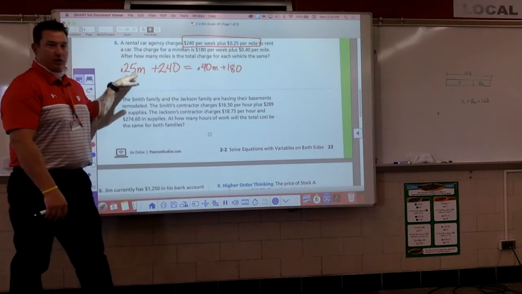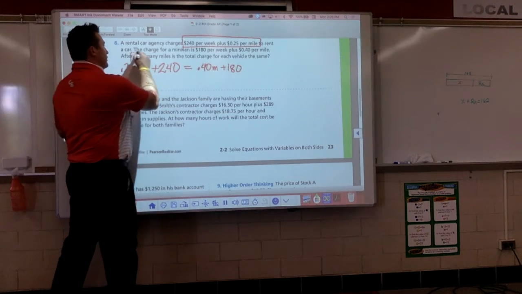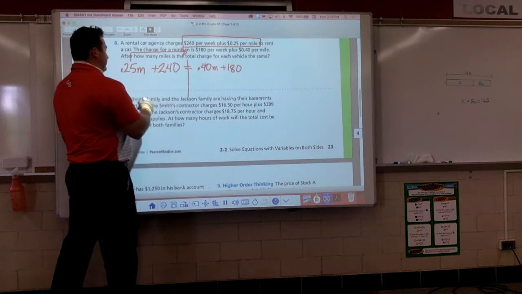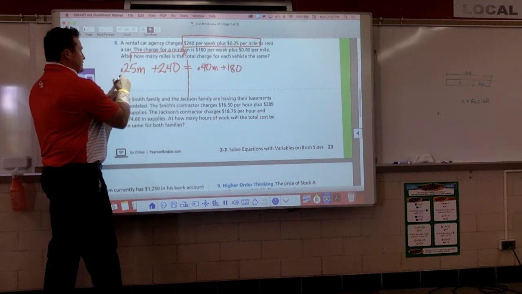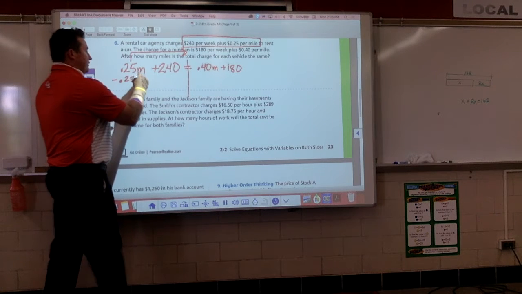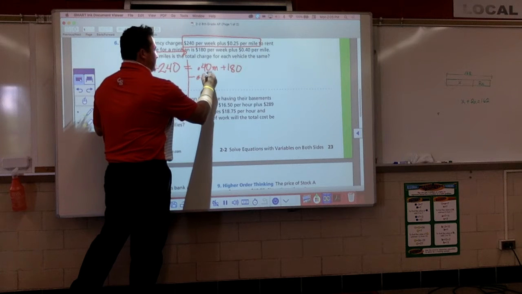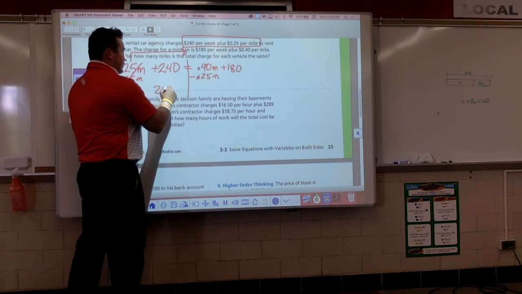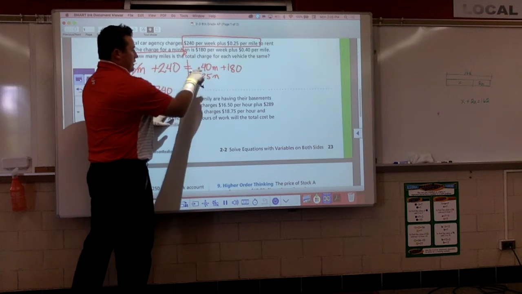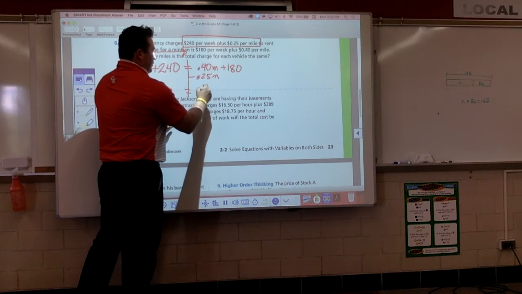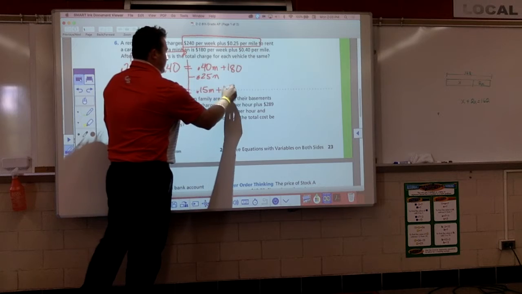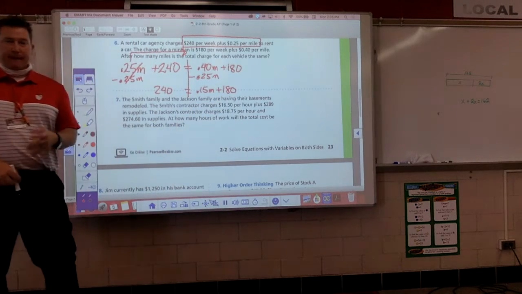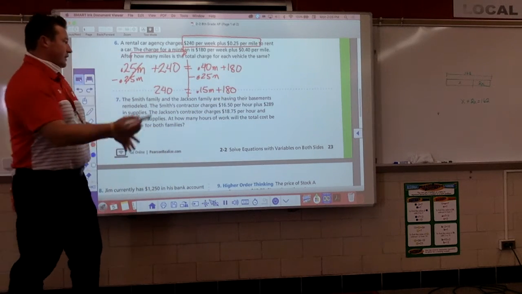We're going to move our smaller variable term, 0.25m, over here. We're just going to subtract 0.25m. It goes away here. 240 equals 0.15m plus 180. Okay? Move that 180 over, so we're going to subtract it.